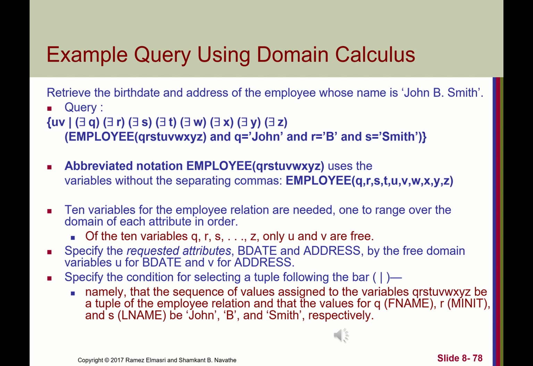Of the 10 variables q, r, s, ..., z, only u and v are free. Specify the requested attributes, birth date and address, by the free domain variables u for birth date and v for address. Specify the condition for selecting a tuple following the bar, namely, that the sequence of values assigned to the variables qrstuvwxyz be a tuple of the employee relation, and that the values for q (first name), r (middle initial), and s (last name) be John, B, and Smith, respectively.